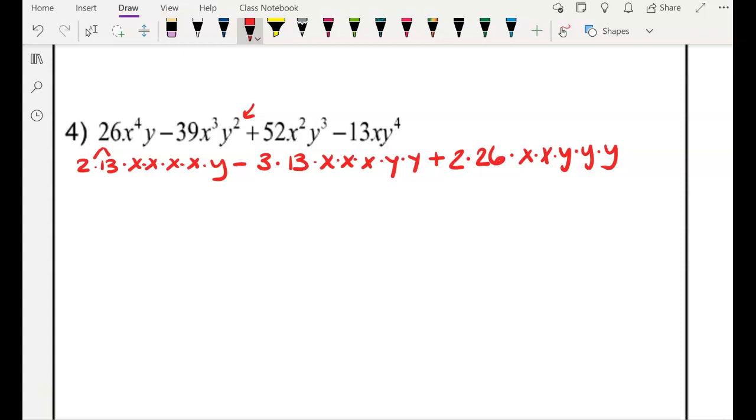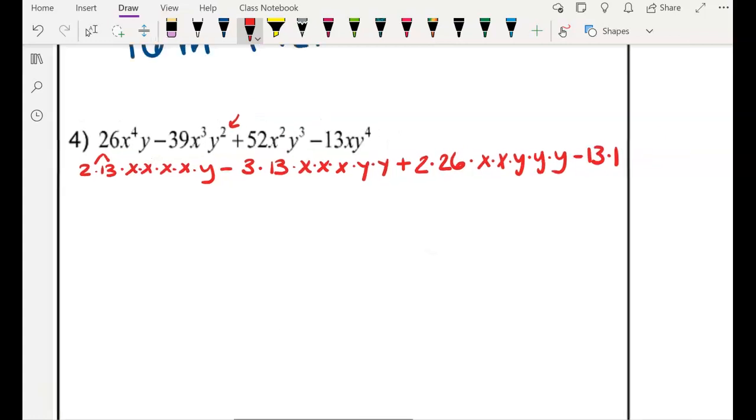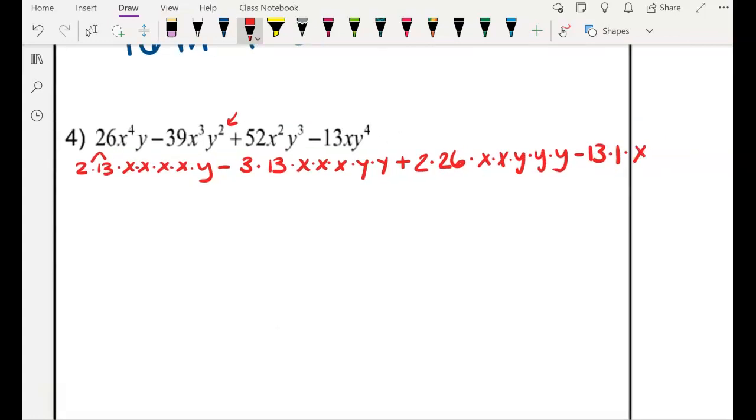And then negative 13, I'm going to do 13 times 1. Those are the 2 factors. And then simply x, and then you know there's 4 y's. 1, 2, 3, 4. Okay. Now, as you can see here, this 26 can be broken down some more, right? So that's really 2 times 13. So this whole thing right here could be rewritten as 2 times 2 times 13.